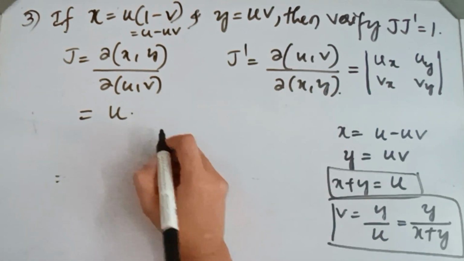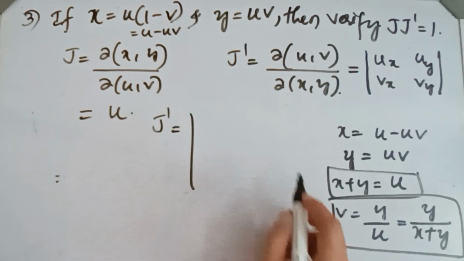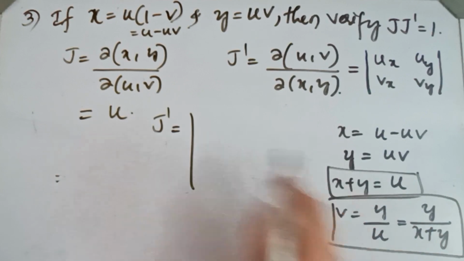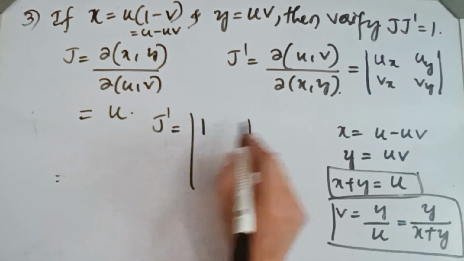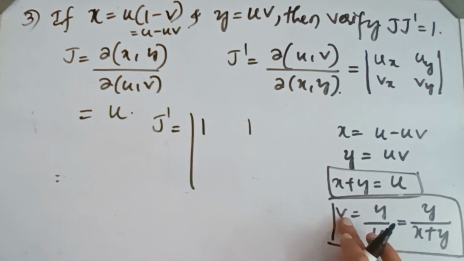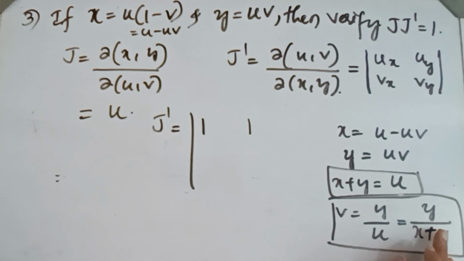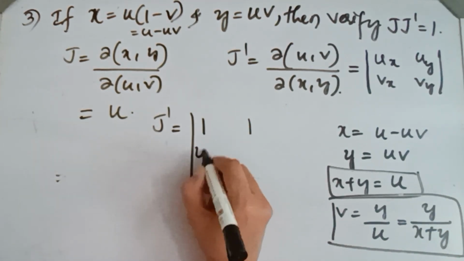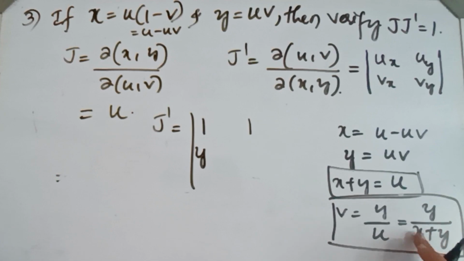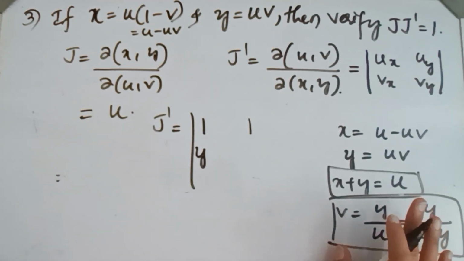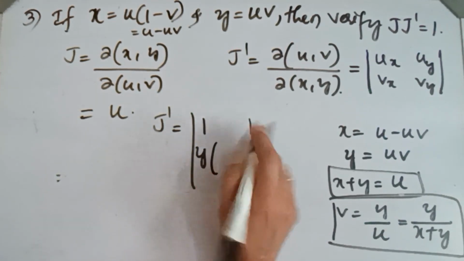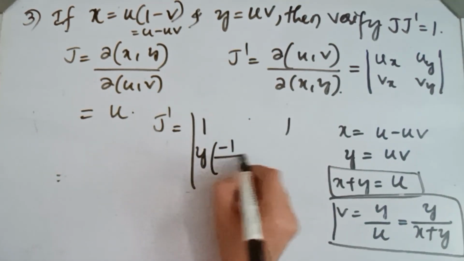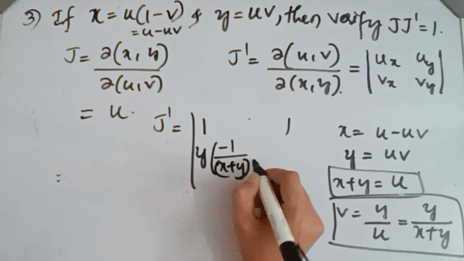Now j dash I have to find out. J dash equal to ux, the partial derivative of u with respect to x is 1, the partial derivative of u with respect to y is 1, ux uy, done. Then similarly vx vy, the partial derivative of v with respect to x. So y is a constant. Then the derivative of 1 by x plus y is, derivative of 1 by x is minus 1 by x square. So similarly here, minus 1 by x plus y whole square.